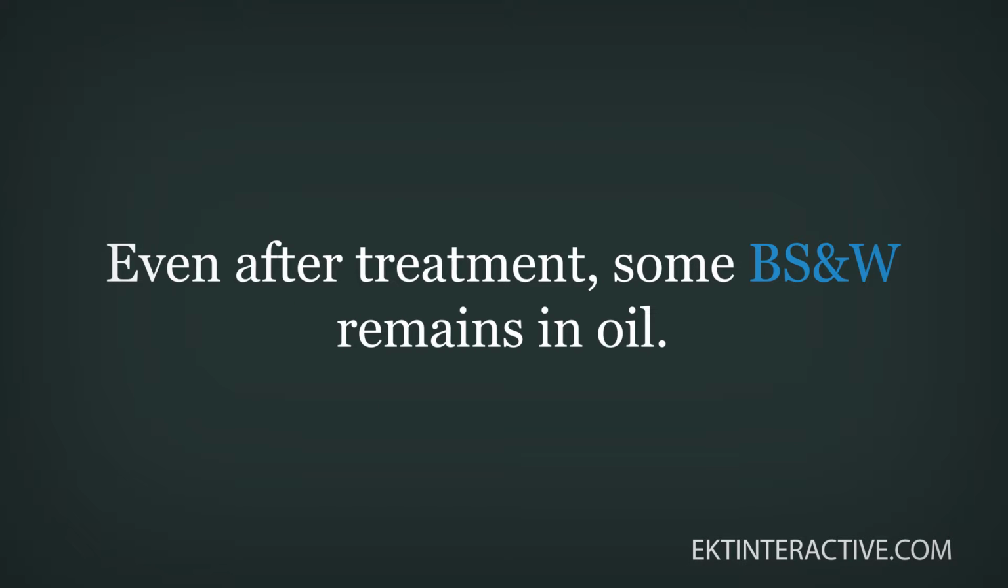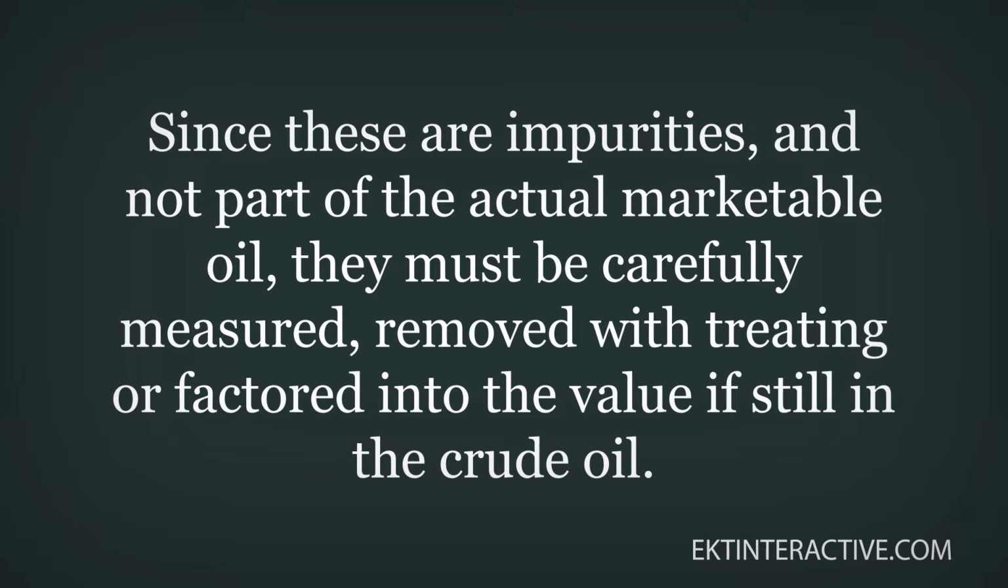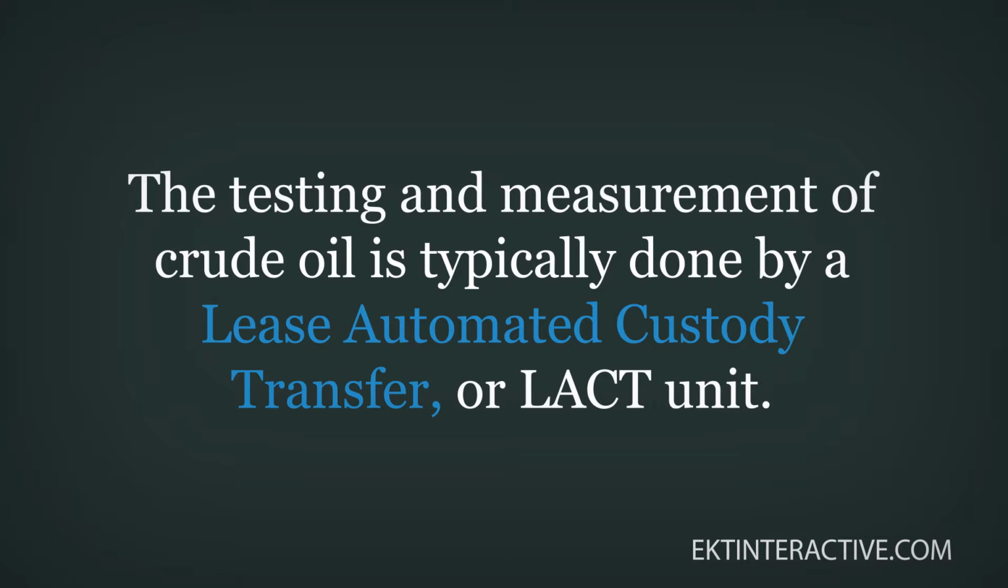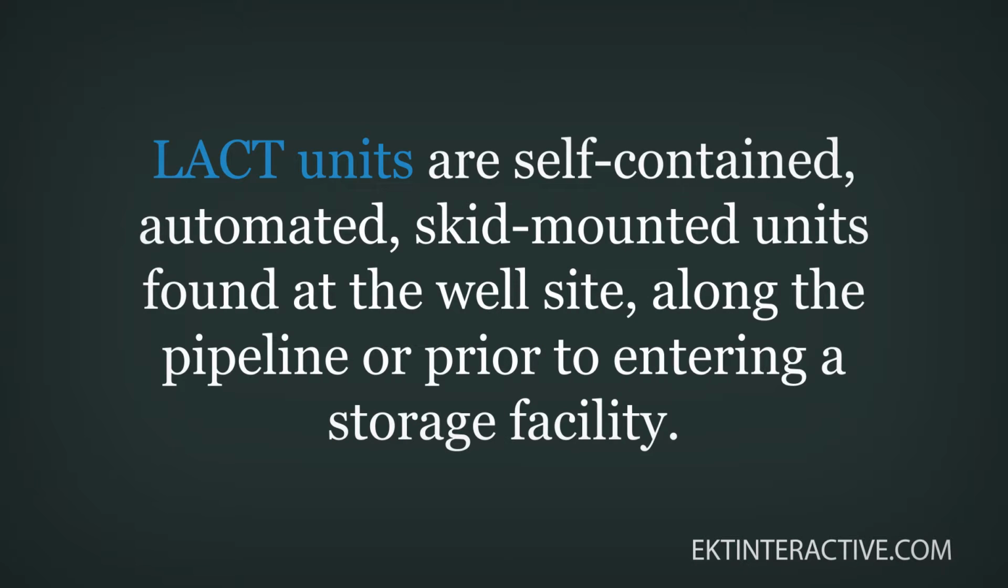Even after treatment, some BS&W remains in oil. Since these are impurities and not part of the actual marketable oil, they must be carefully measured, removed with treating, or factored into the value if still in the crude oil. The testing and measurement of crude oil is typically done by a lease automated custody transfer, or LACT, unit. These are self-contained, automated, skid-mounted units found at the well site, along the pipeline, or prior to entering a storage facility.